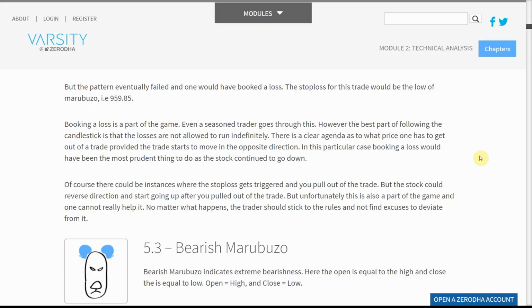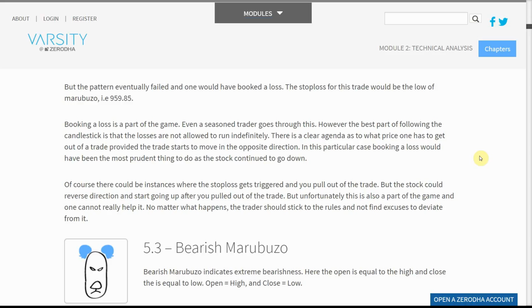Booking a loss is a part of the game. Even a seasoned trader goes through this. However, the best part of following the candlestick is that the losses are not allowed to run indefinitely. There is a clear agenda as to what price one has to get out of a trade provided the trade starts to move in the opposite direction.